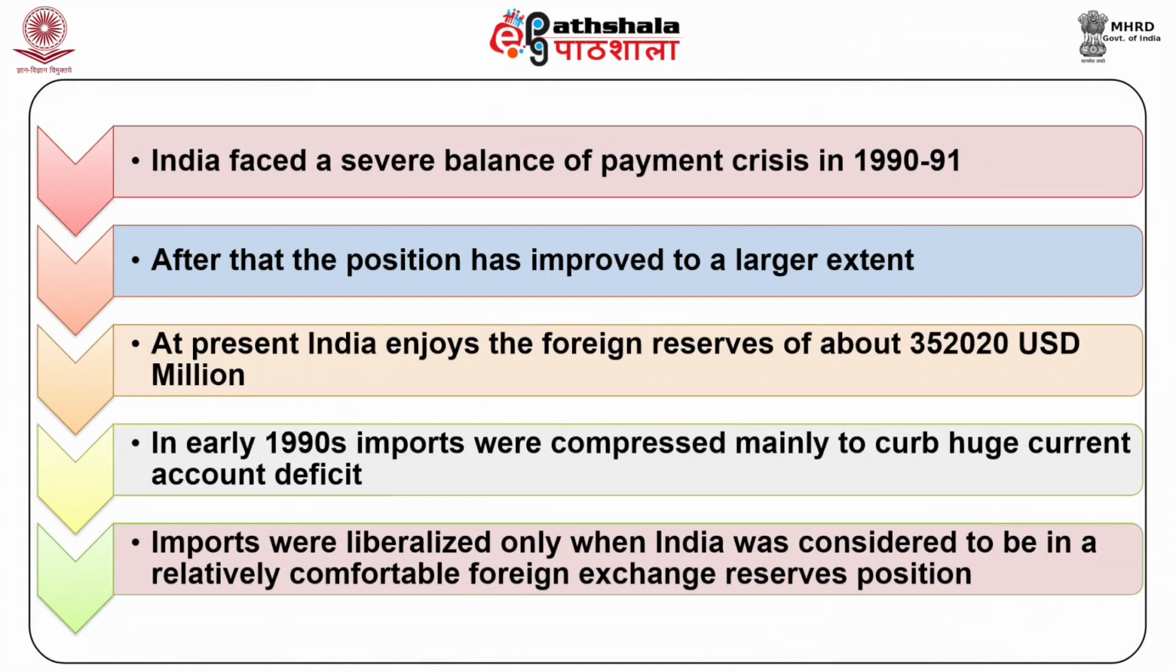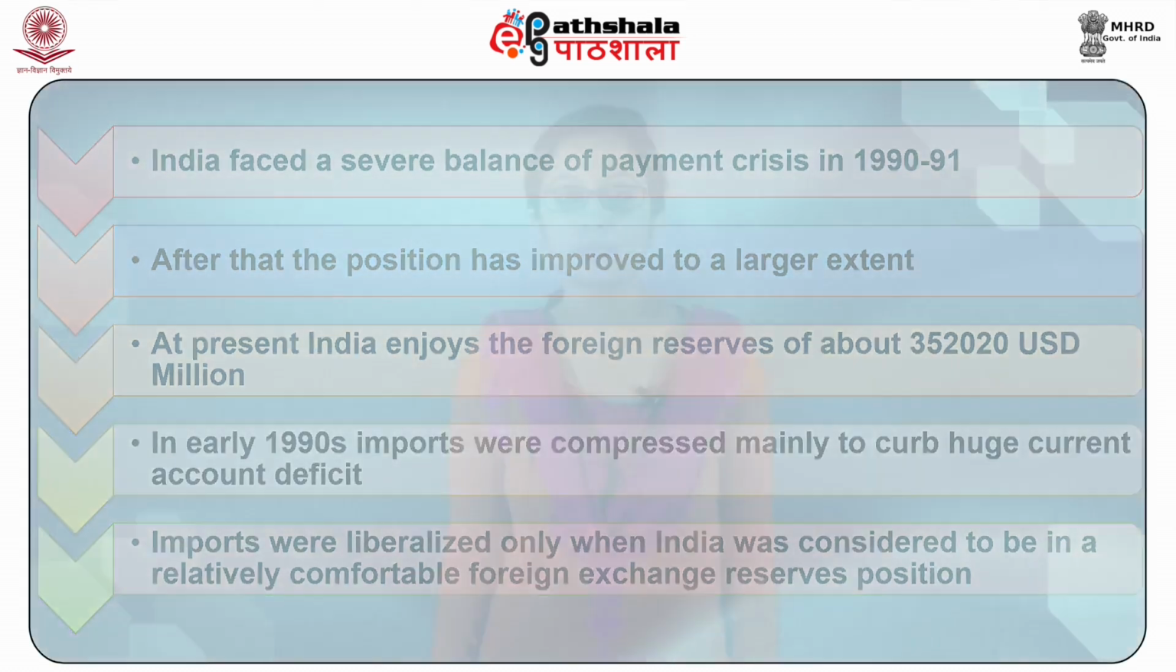India faced a severe balance of payment crisis in 1990-91. After that, the position has improved to a larger extent. At present, India enjoys foreign reserves of about 3,52,020 USD million. In early 1990s, imports were compressed mainly to curb huge current account deficit. Imports were liberalized only when India was considered to be in a relatively comfortable foreign exchange reserves position.